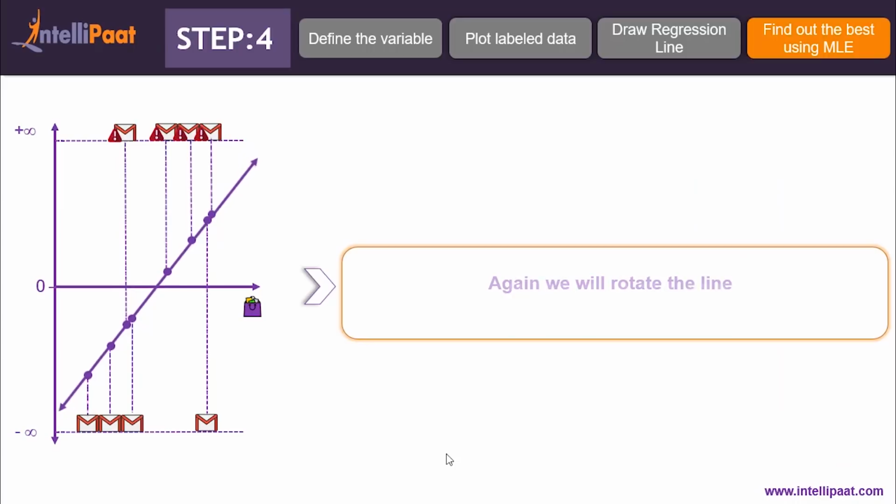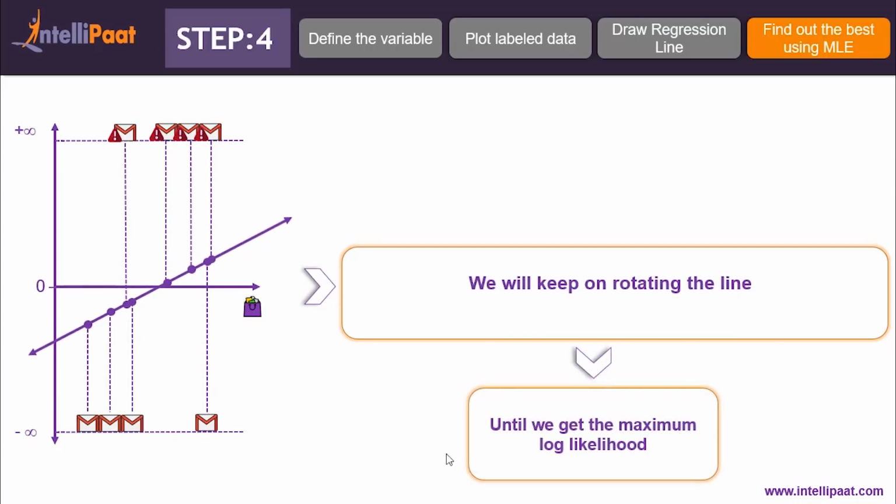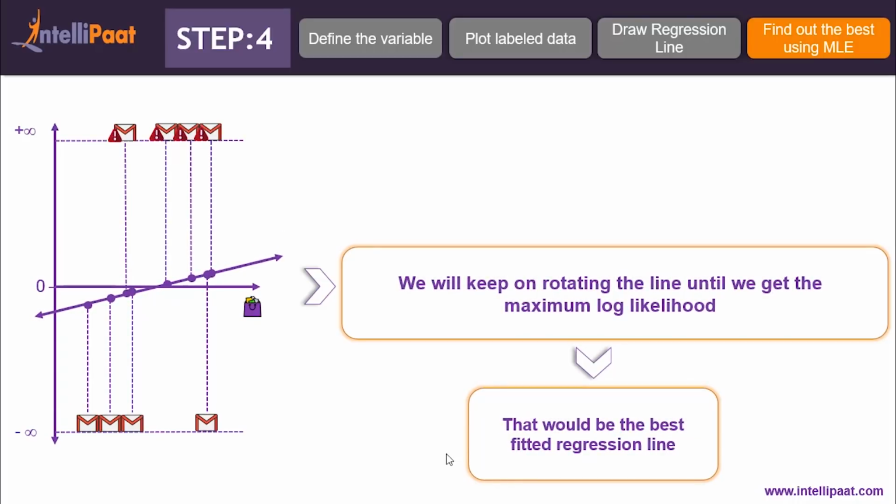Now again we'll rotate the line. We'll keep on rotating the line until we get the maximum value of log likelihood. And then finally we'll choose the line which has the maximum log likelihood, and that line would be the best fitted regression line. So I hope the concept of logistic regression is clear to you guys. For now, this was all about the theoretical and mathematical concept of logistic regression.